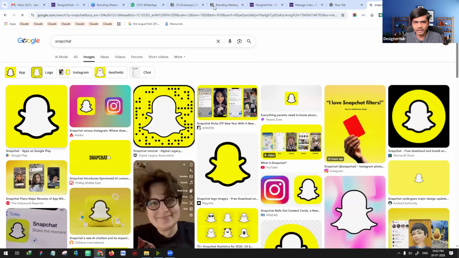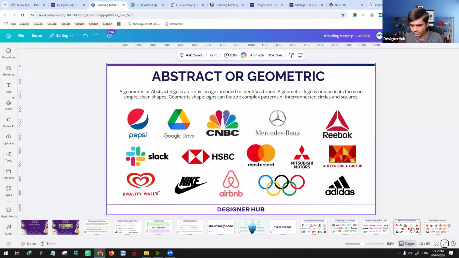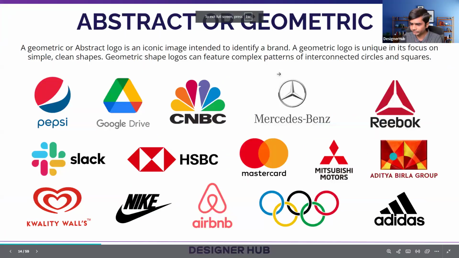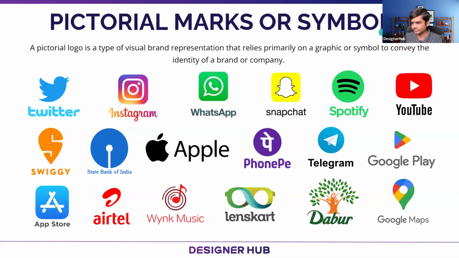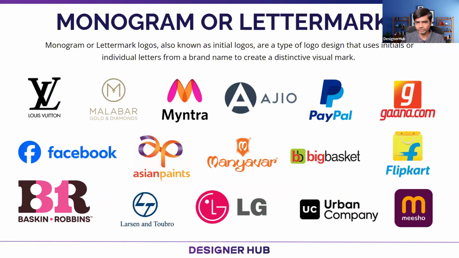Snapchat, pictorial mark. I have added that also, right? So if you look at pictorial mark logos, let me go back to that. You can see I have added Snapchat here. Tata logo will also come into this itself. It is because it's a pictorial mark or a symbol that they have created. Clear? Then we have covered the abstract logos, typographic logos, word mark logos, and monogram or letter marks.